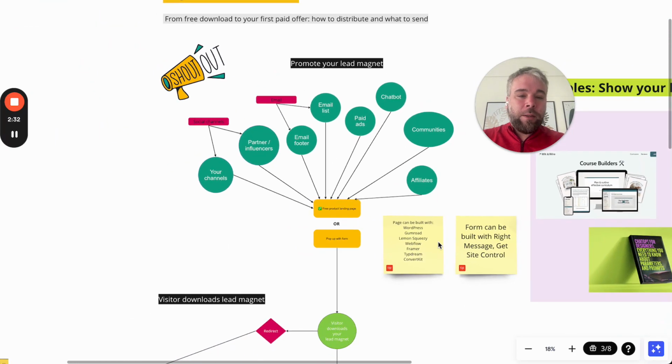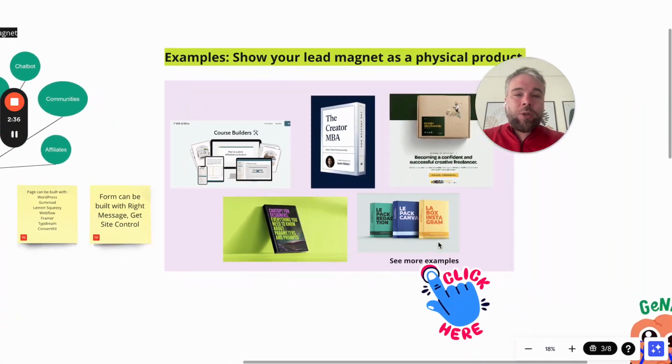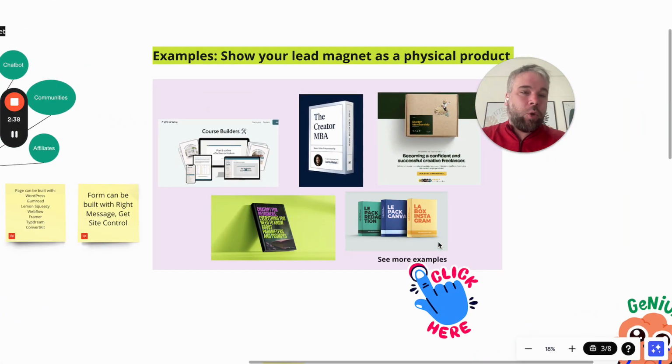One thing that you might want to do, and that is extremely powerful, is to show your lead magnet as a physical product. Most lead magnets, 99.9%, are digital products. They're courses, they are ebooks, they are Miros, just like this. But you can make your product feel more substantive if you create a visual of it as a physical product.